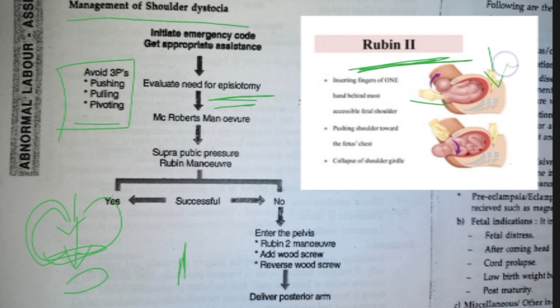By applying push, the doctor tries to remove one arm and makes sure, as the baby is very delicate, that you can't injure the baby's shoulder line. It should be performed in a very delicate manner. One arm, the posterior arm, will be delivered, and next the other arm, and automatically the normal delivery will be performed. This is the management of shoulder dystocia.